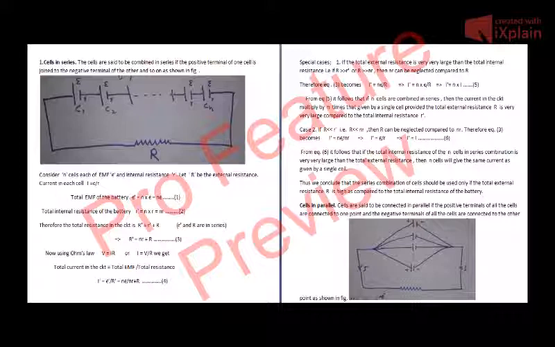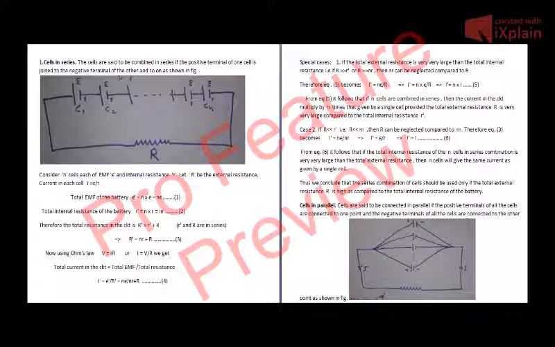Now, special cases. Let us discuss special cases. The first case is if the total external resistance is very large. Suppose this R, capital R, can be a transistor set, radio, a television set, it can be anything.